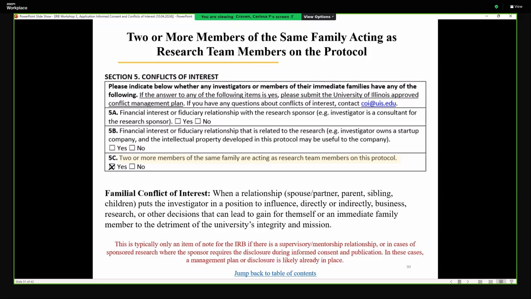So this is typically not an issue for the IRB unless there's a supervisory or mentorship relationship, or if the sponsor, if it is sponsored research, requires a disclosure during the informed consent process or during publication. So typically, if this is the case, you've already done your RNUA, you've disclosed it, there's a plan already in place. We would just want to see a copy of that. If it's not in place, there are resources to develop that.